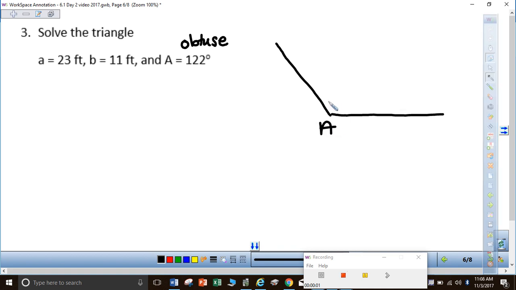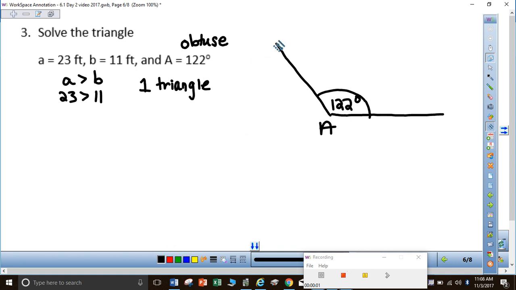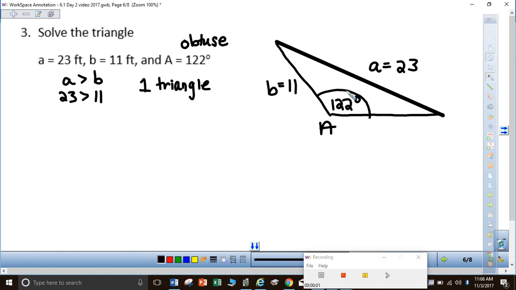Okay, so I'm going to label this as angle A, and on the inside here it's 122 degrees. Then I'm going to look at side A compared to side B. Side A is greater than side B. 23 is greater than 11. So this is going to result in one triangle. I'm going to go ahead and connect a straight line right there. This is side A, I'm going to label that 23. This would be side B, which is 11. Okay, so that's our given information. The missing information that we're trying to find is going to be angle B, angle C, and side C.